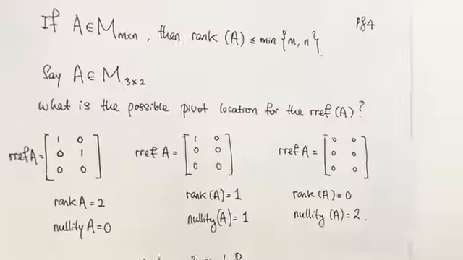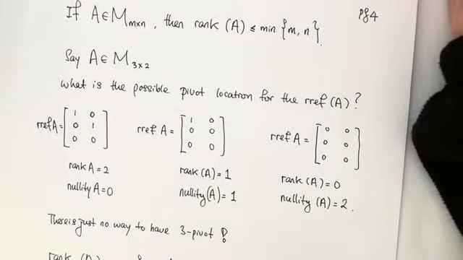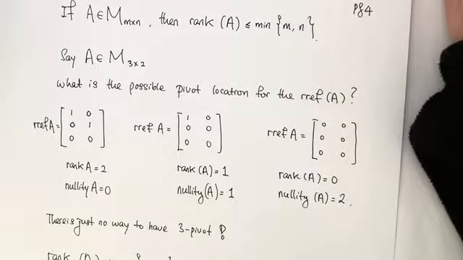So just remember that if the question asks you whether the system has infinitely many solutions or a unique solution, you will always have to refer to the null space of that matrix, or the nullity of that matrix.